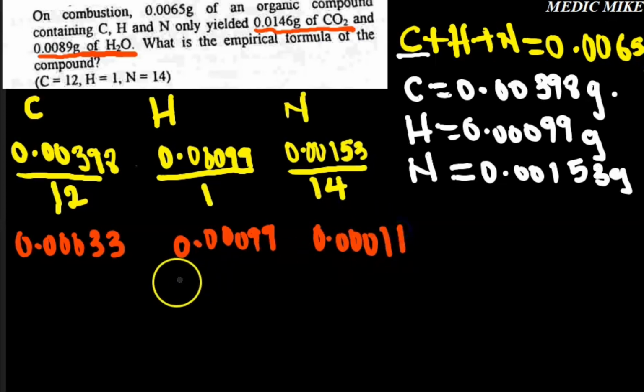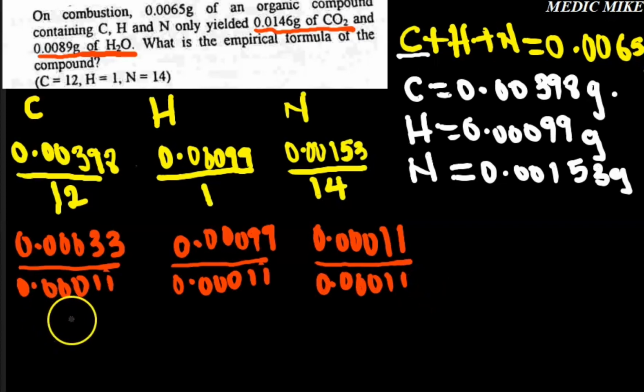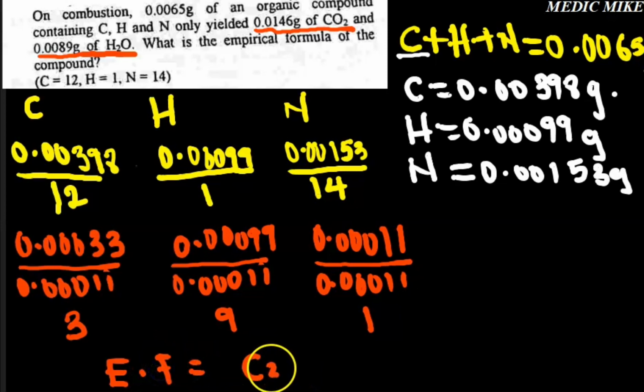So according to our rule 2, we should divide with the smallest mole, and the smallest mole we have here is the mole of nitrogen, which is 0.00011. So we are going to be dividing through by 0.00011. So after dividing through, we'll be getting here as 3, while here will be 9, and here will be 1. So at the end, we are having our empirical formula to be equal to C3H9N1, with the 1 appearing as a subscript.